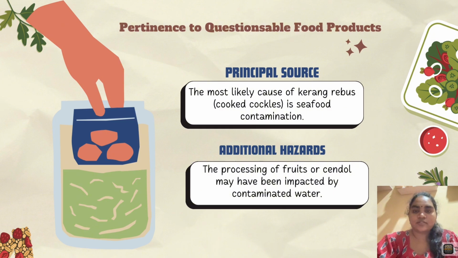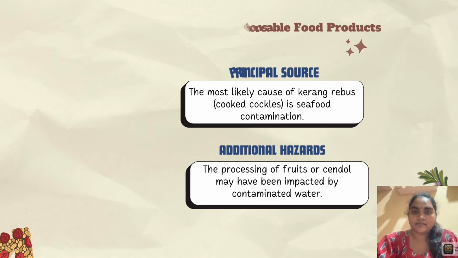Additionally, there are other hazards to consider. For instance, the processing of food or dessert like chendol may be impacted if contaminated water is used during preparation. These factors highlight the importance of strict hygiene and proper food handling practice to prevent foodborne illness.